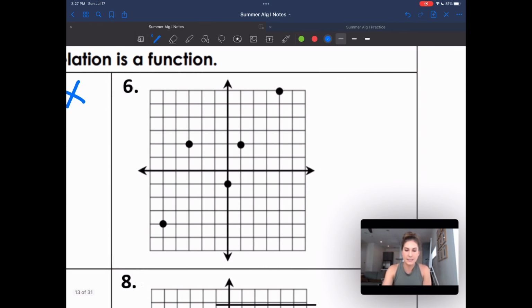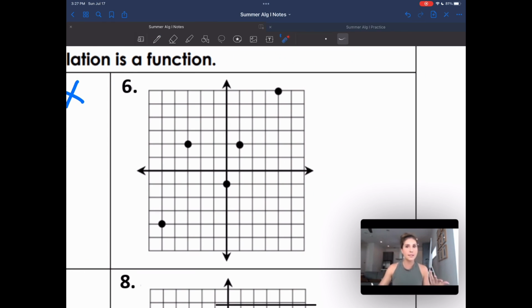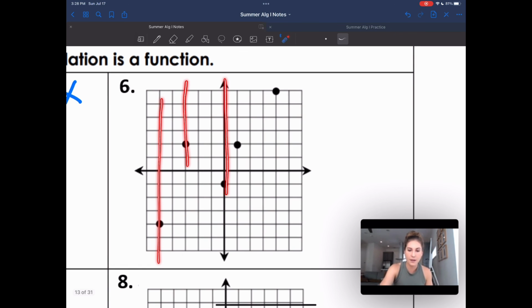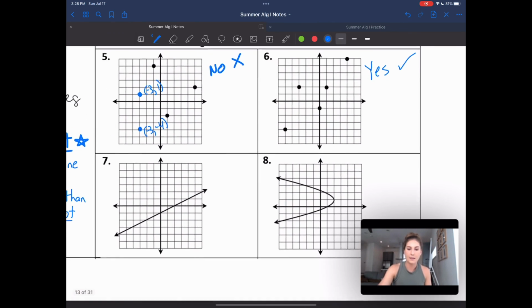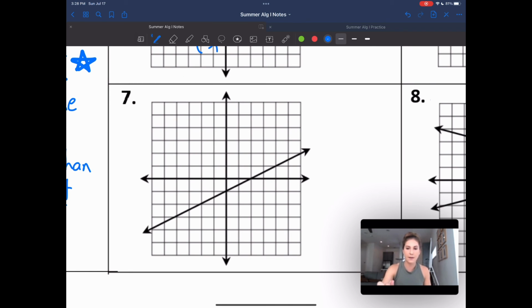Try number 6. Let's look at this one. This one looks like it's going to work. There's no points that are stacked right on top of each other. So no matter where you draw a vertical line, you're only ever hitting one point on the graph. So this one's okay. This one we would say yes, it is a function. Okay, and these ones are pretty simple too. Number 7, it's not distinct points. It's what we call a continuous graph, but no matter where you draw a vertical line, it's only ever hitting the graph in one little spot, right? There's no way it's going to hit 2 spots. So this one's good. We would say yes, this is a function.